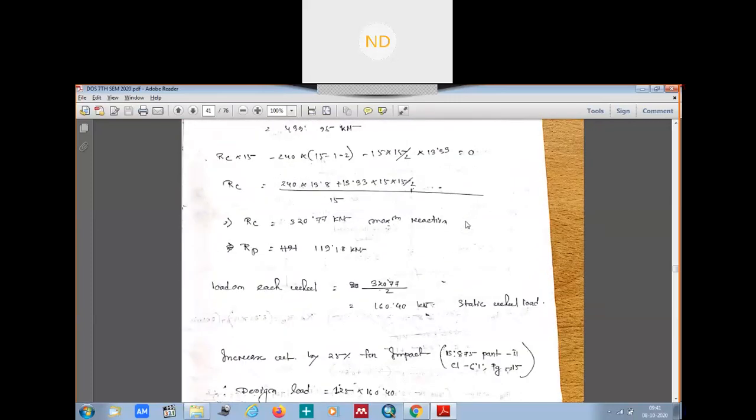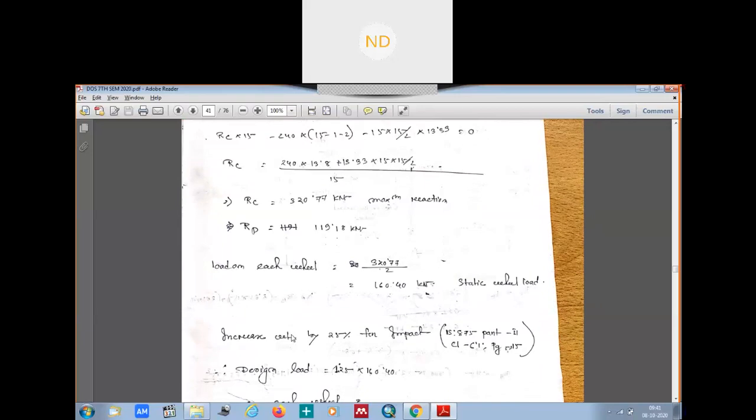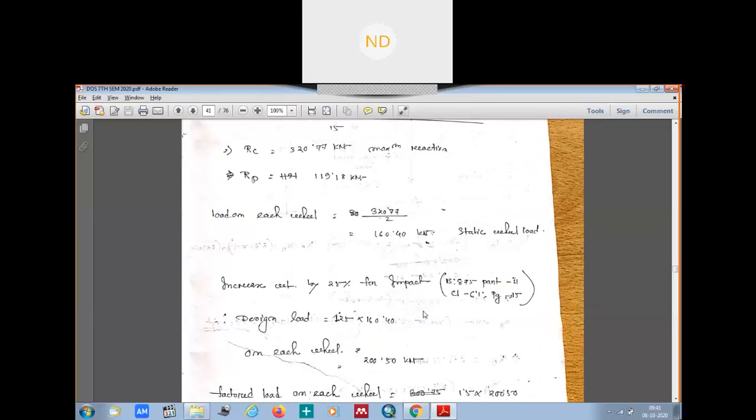Here, if you see, that is 160.4 kilonewton, the static wheel load. So we will increase this by 25% for impact. So design load will be how much? 1.25, that means it was 1 for the 100%. So we have increased it by 25%.